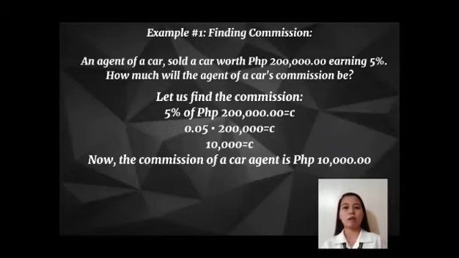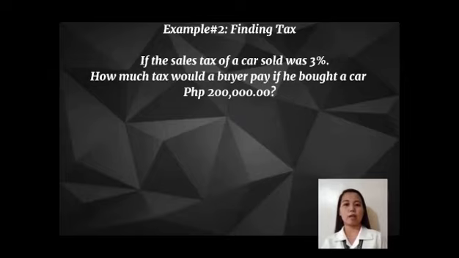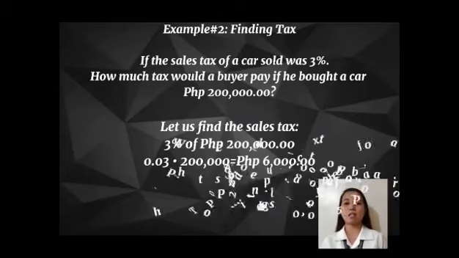Now, the commission of a car agent is 10,000 pesos. Example number 2. If the sales tax of a car sold was 3%, how much tax would a buyer pay if he bought a car for 200,000 pesos? Let us find the sales tax. 3% of 200,000 pesos. We convert 3% to decimal. 0.03 times 200,000 is equal to 6,000 pesos.